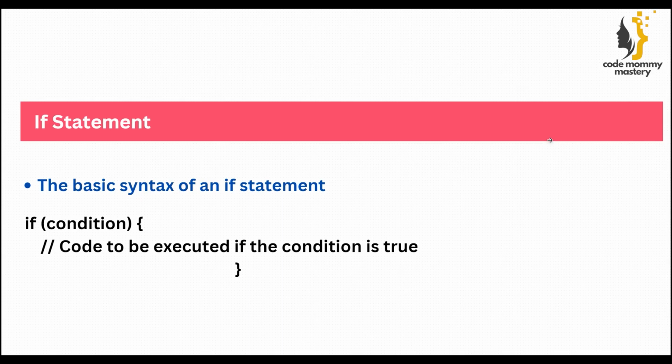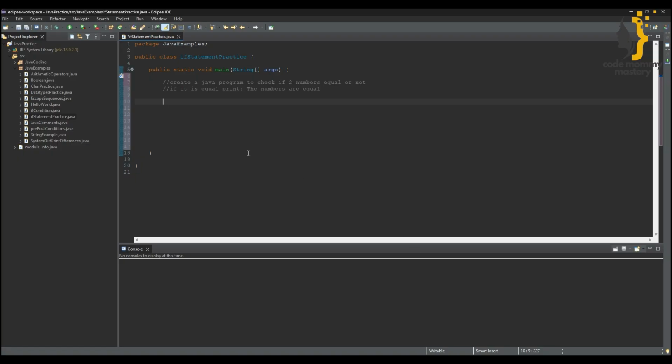Let's do some practice. We have a problem like that. Create a Java program to check if two numbers are equal or not. If it is equal, print, the numbers are equal. First, create two integer numbers. Integer number 1 is 20, and integer number 2 is 30.